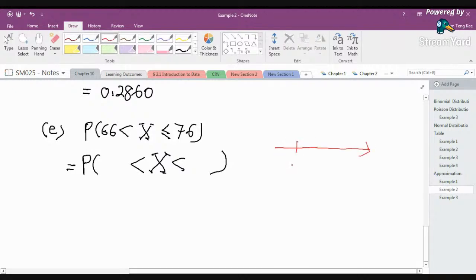So I want to have 66 and 76 on the number line. I want to not include 66, but include 76. So I should consider the interval somewhere on the right of 66 until somewhere on the right of 76, so that I cover 76 and exclude 66. As a result, here is 66.5 and the other one will be 76.5.